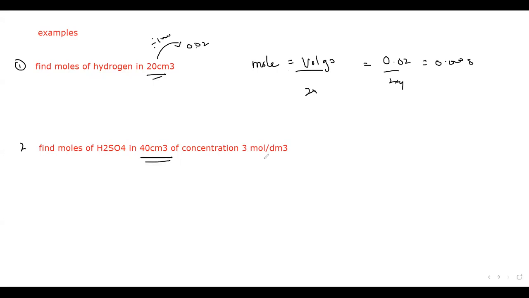The volume is given and the concentration is given. So if you have concentration and volume, we should use the second formula, and according to that, moles equal concentration into volume. Concentration is 3, but the volume is again in cm cube, so you have to convert into dm cube, divide by 1000. So it will be 0.04. So 3 multiplied by 0.04 is equal to 0.12.